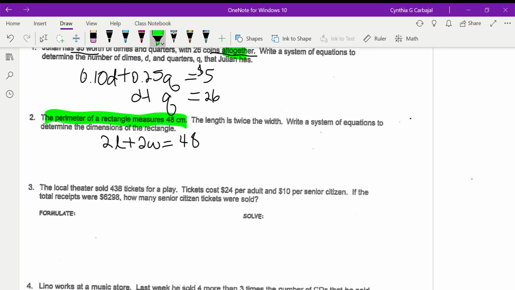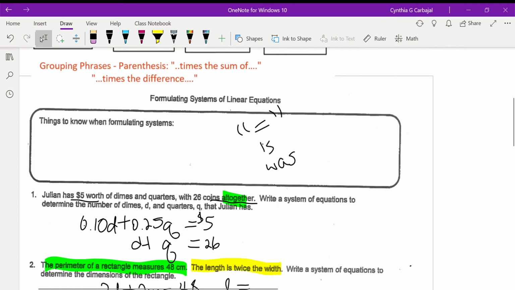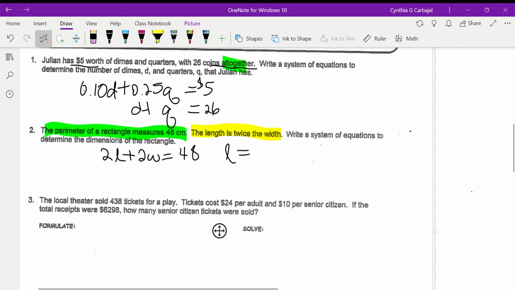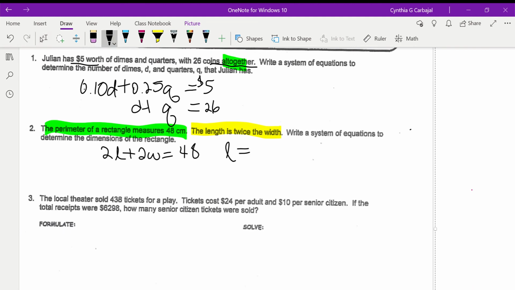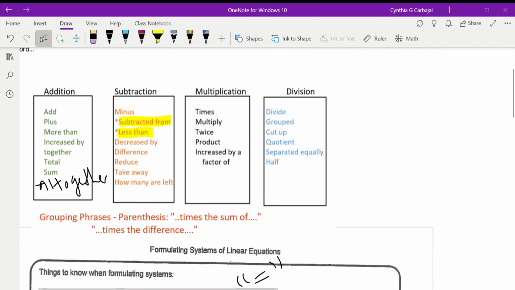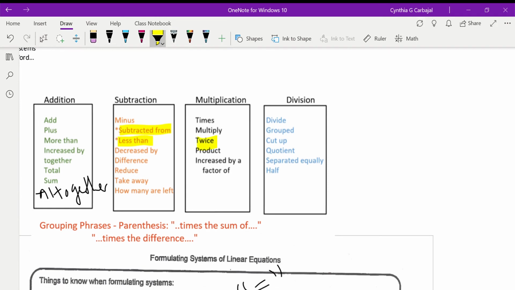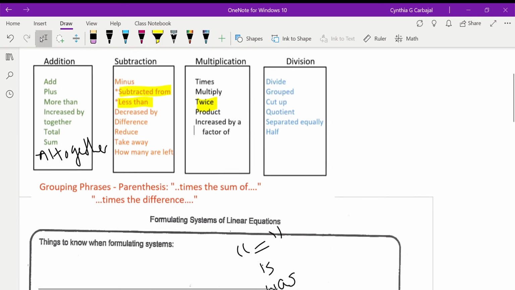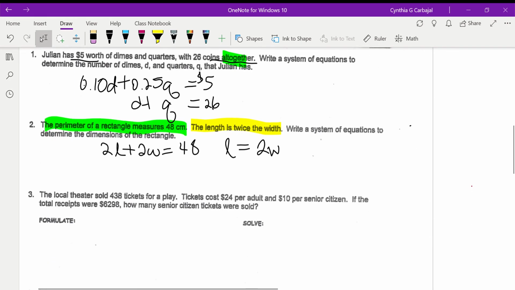Now our second equation comes from the second sentence here. It says the length, so L, that's our variable I'm using right now, is, so equals, remember, that was one of our keywords that I added there, twice the width. Well, twice means times 2, so 2W. The number always comes before the variable. Okay, and if you're not sure, up here is twice, right there, twice. Or don't forget that if you see subtracted from or less than, that's a turnaround phrase. You know, we talked about that in class yesterday.